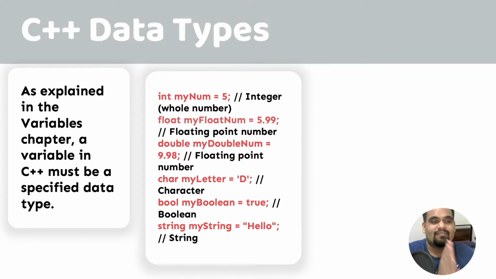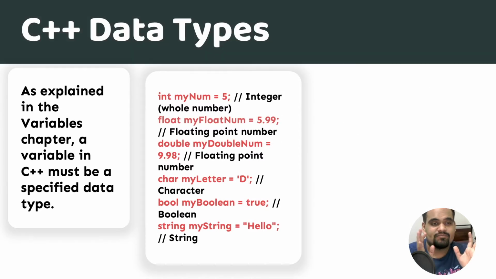Now, as explained in the variables video, we were talking about data types, and variables are there which will specify the data type. So you have multiple data, and obviously you want to make sure that the data is being captured. Data types are basically the numbers or the values which are used to store into these variables. So you have int myNum = 5.